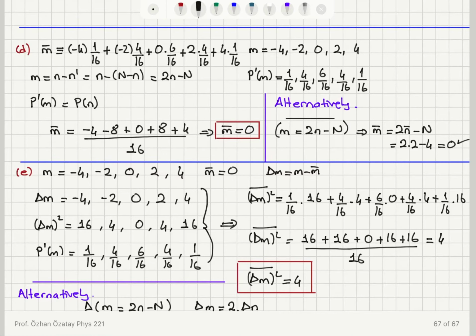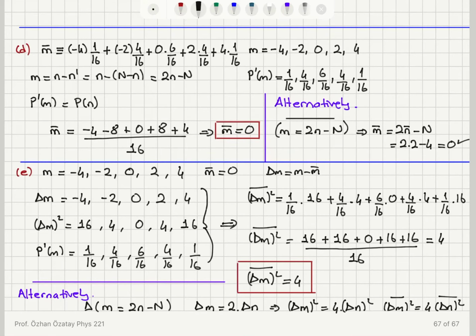And I also take the average, so delta m bar is 2 times... no, because I'm going to use the square. Delta m is 2 times delta n. Okay. And therefore, what is delta m square? Delta m square is 4 times delta n square. And then what is delta m square bar? It is 4 times delta n square bar.